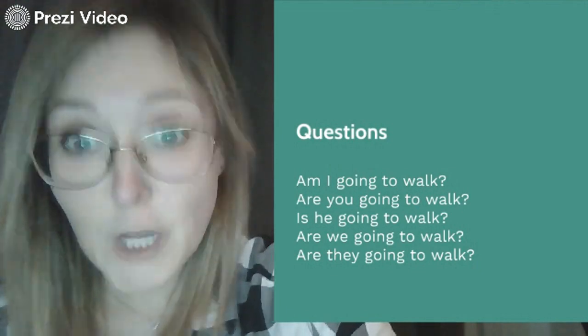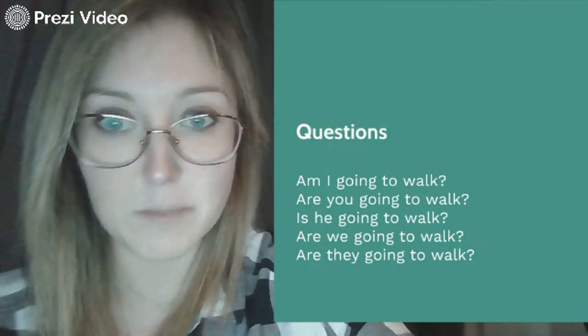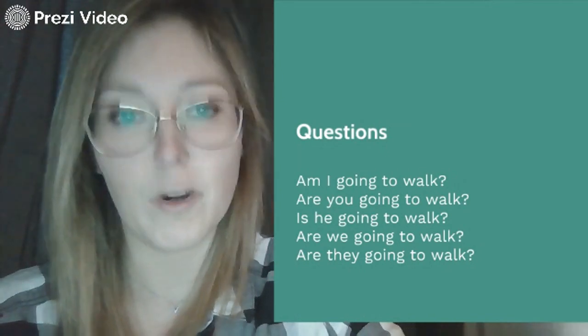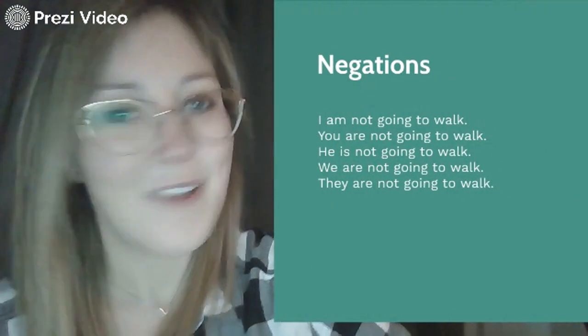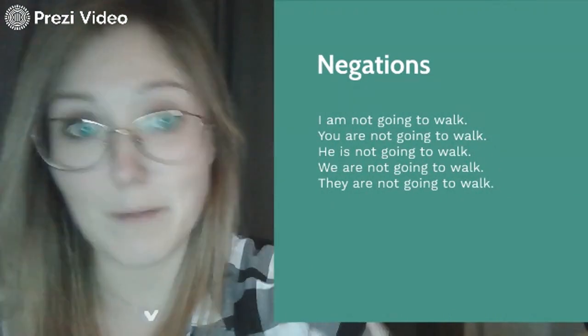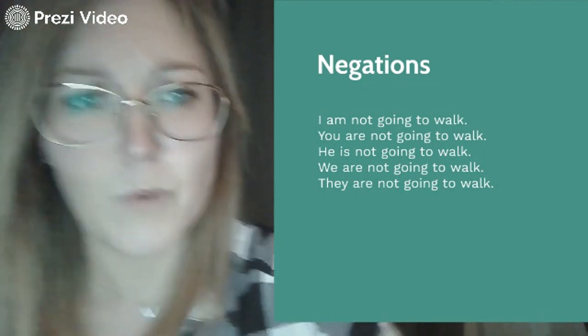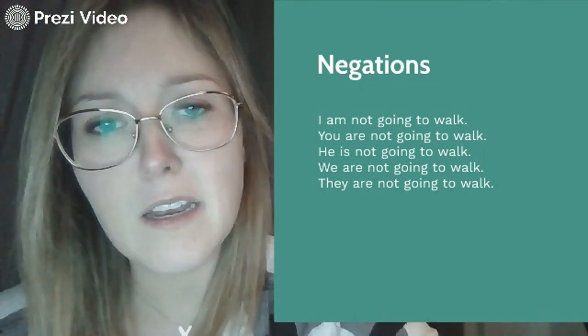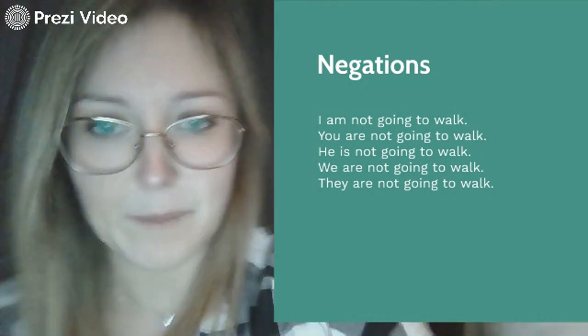Again, you put the verb am, are, or is in front of your subject. So, am I going to walk? Are you going to walk? And for negations, what you have to do is add not. I am not going to walk. You are not going to walk. He is not going to walk. And you put the not between am and going, or is and going.